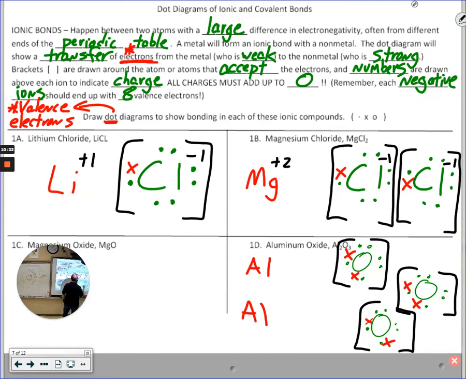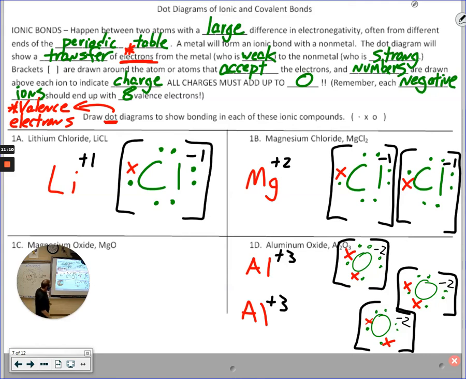What's the charge on any one oxygen? -2, because each one took 2 electrons. Okay? What about the aluminums? They're +3. Each one of them lost 3, so each one has a charge of +3. Now, my total positive charges add up to 6. My total negative charges add up to 6. So my total overall charge adds up to 0. All my negatives have 8 electrons. I did it right. Questions?